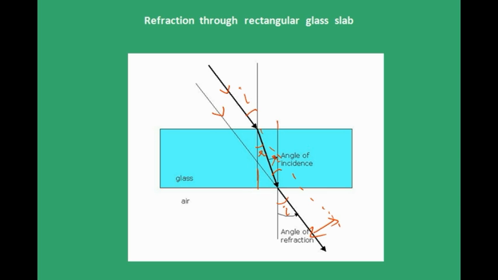Glass has a refractive index greater than 1 with respect to air, right? So here the ray is bending towards the normal in the first case. That is because it is going from an optically rarer medium to an optically denser medium, and here it is going away from the normal because the light ray is going from an optically denser medium to an optically rarer medium.